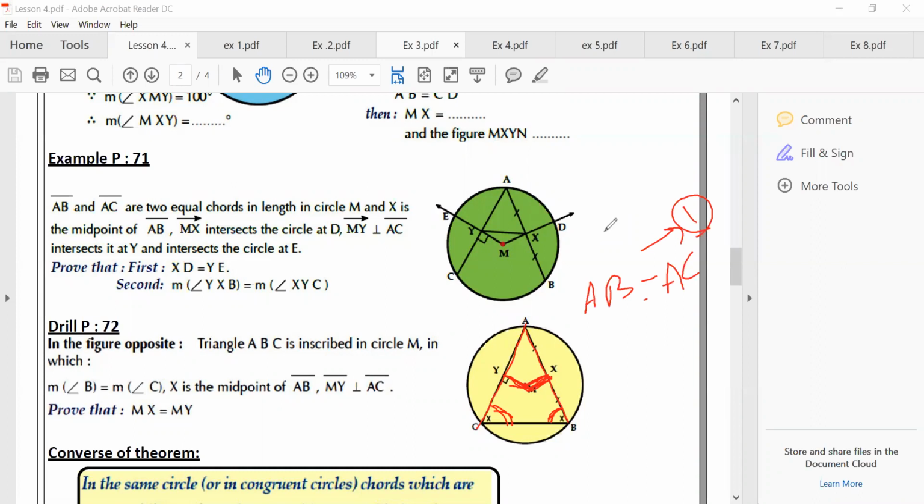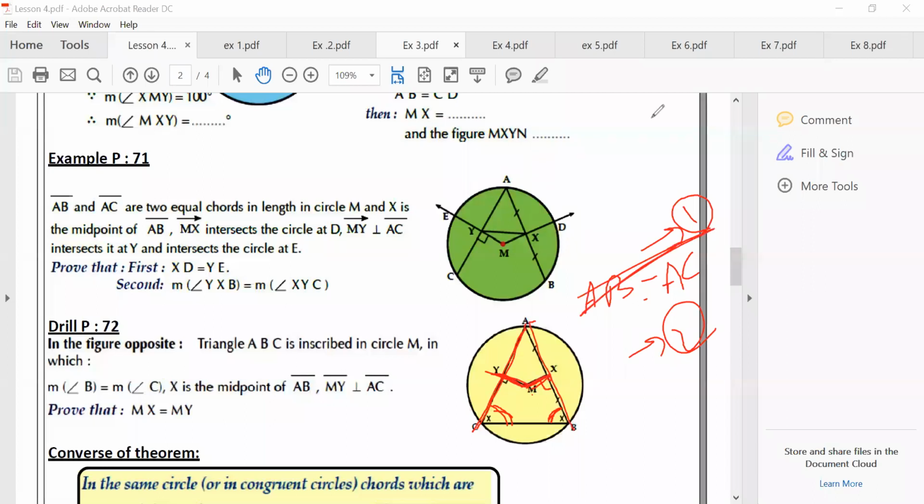And I also have to prove, not only the chords, I have to make sure that the distances are perpendicular. MY is already perpendicular, but MX is not given as perpendicular. Since X is the midpoint of AB, MX is perpendicular to AB. So from 1 and 2, MX will be equal to MY, because the two chords are equal and the two distances are perpendicular. Okay, this was the first part of the lesson.